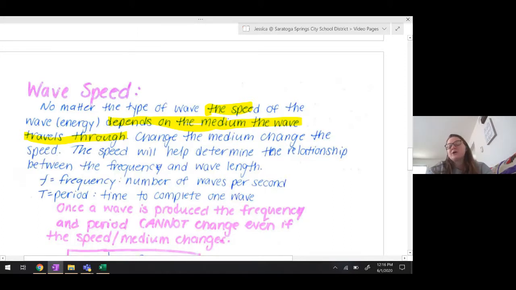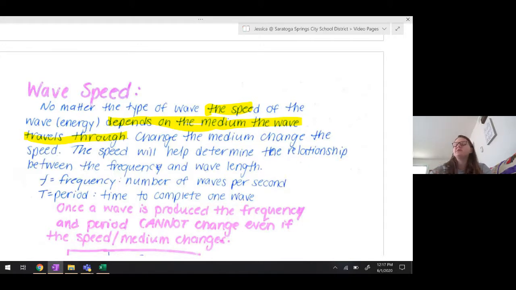Okay. So we talked about how longitudinal waves can travel faster in solids, but transverse waves can travel faster in vacuum. So if we change that medium, we change how fast it's going to travel. Okay. So changing the medium is going to change the speed. So that means that as sound travels from water into air, the speed of the sound wave changes. Same thing with light. As light travels from outer space into our atmosphere, the speed of the light changes. Okay, so the speed of that wave helps determine the relationship between the frequency and the wavelength.